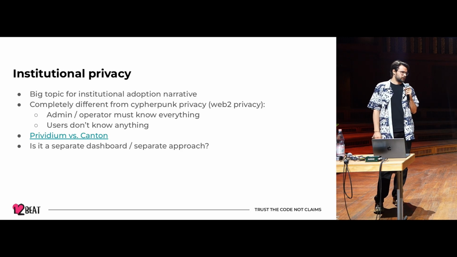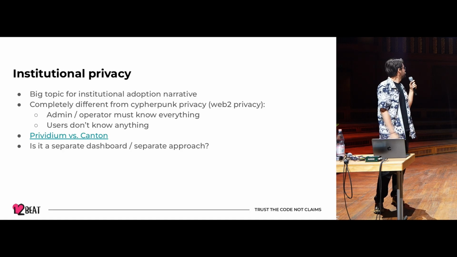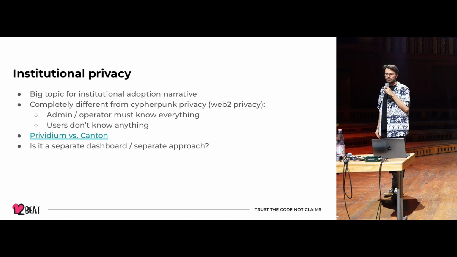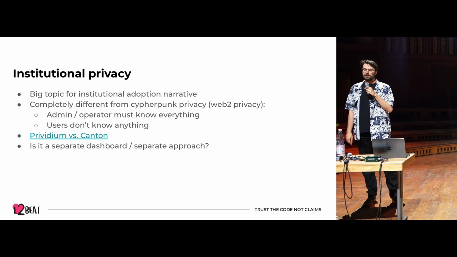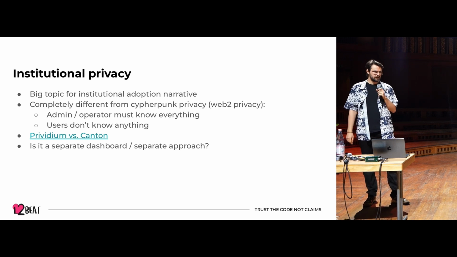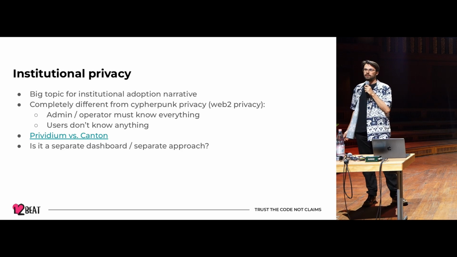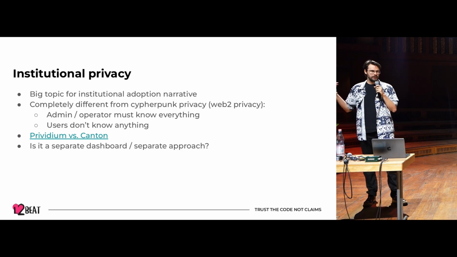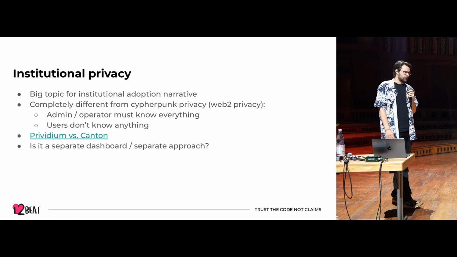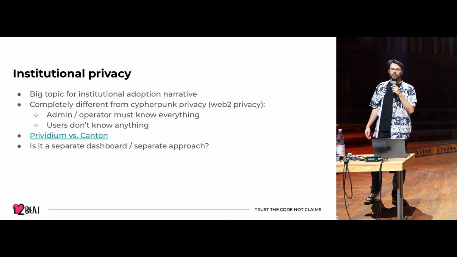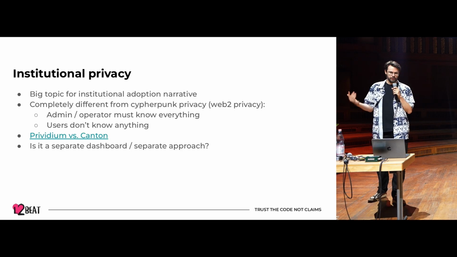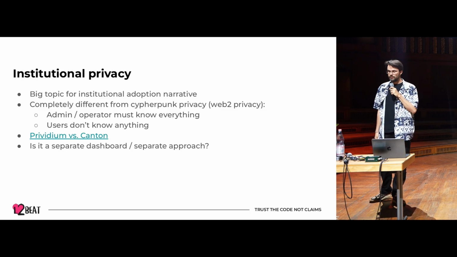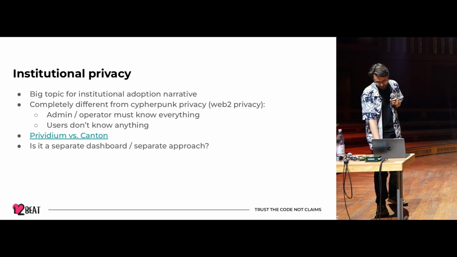We did a breakdown of Prividium and Canton blockchains that go in that direction. There is also Miden L2 upcoming solution for this. But for us, it's not even clear whether this should also be somewhere on the privacy dashboard. Could this be put in one row with Tornado Cash and Privacy Pools, or is it a completely separate discussion, completely separate dashboard? We don't know yet.